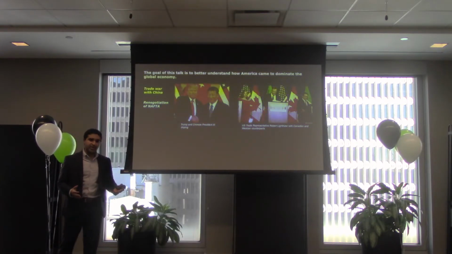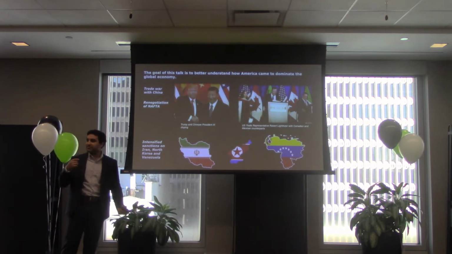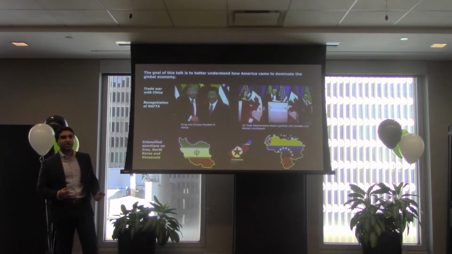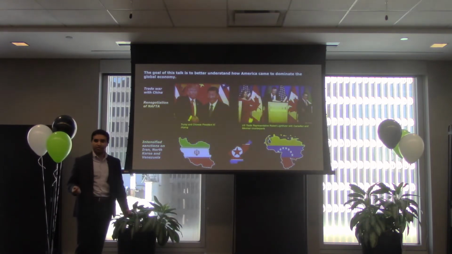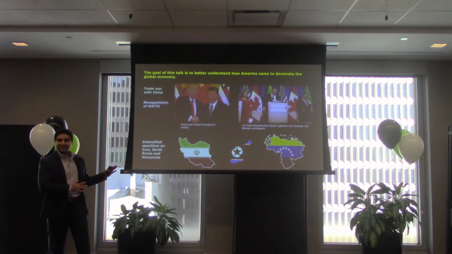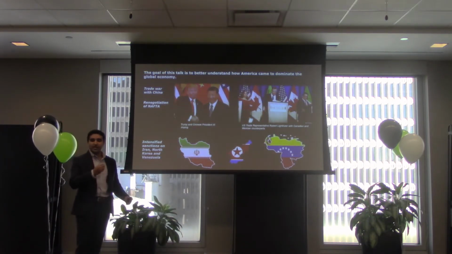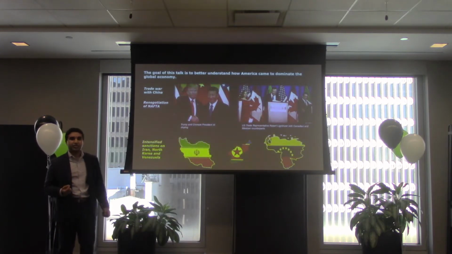But outside of global trade agreements, maybe you've heard about economic sanctions. This is where the United States is financially punishing other countries for doing things that we don't agree with. And that's happening in places like Iran, North Korea, and Venezuela. So how are all these disparate events connected? There's one common underlying economic principle that ties all of this together, and that's the US dollar.